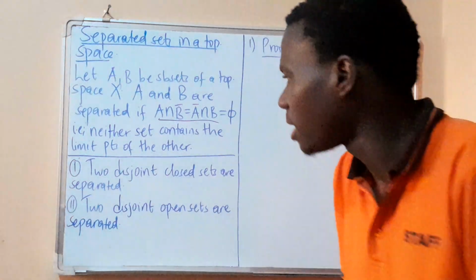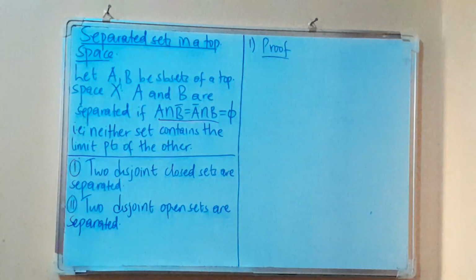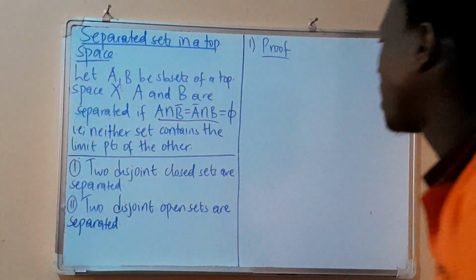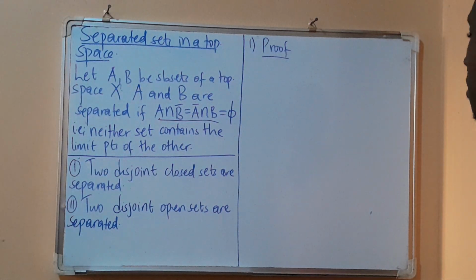How can we prove that? Actually, it sounds obvious. Two disjoint closed sets. They are disjoint, so automatically they have to be separated. So how can we see this technically? Two disjoint closed sets are separated.